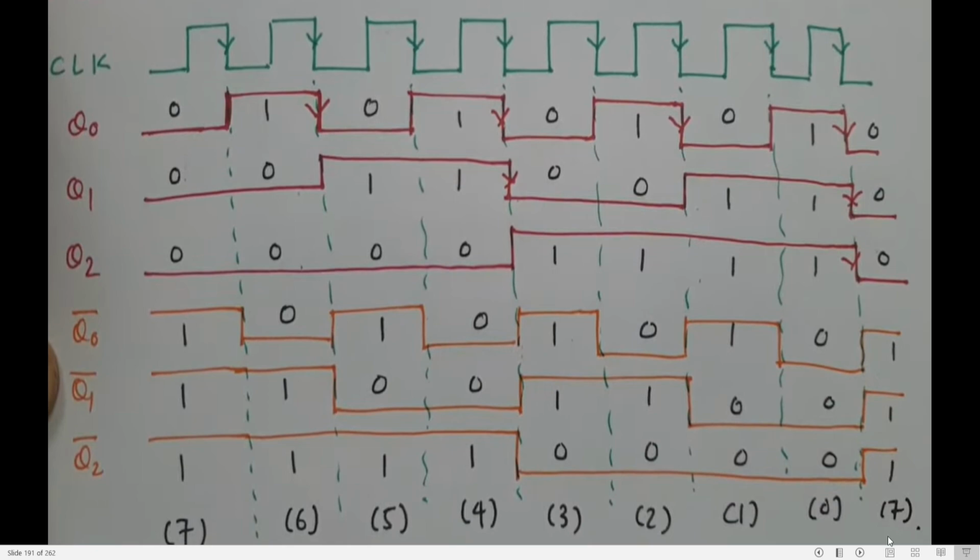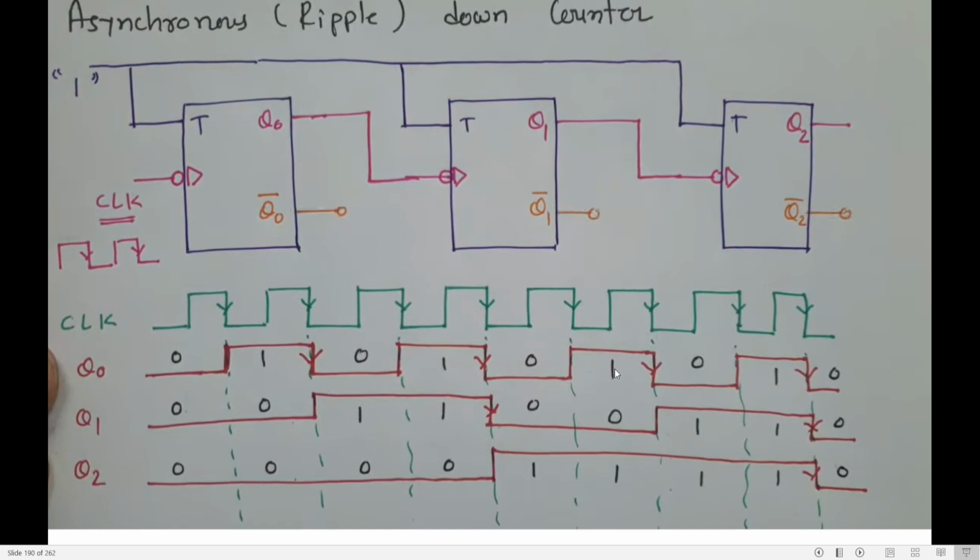111 is 7. What is the job of a down counter? It down counts from 7, 6, 5, 4, 3, 2, 1, 0. After reaching 0, it again starts with 7. Since it is 3 bit, 2 to the power of 3 is 8, so it has totally 8 states, 7 to 0. Since it is a down counter, it down counts from 7, 6, 5, 4, 3, 2, 1, 0. After it reaches 0, it starts again with 7. So this is the design of an asynchronous 3-bit down counter, or ripple 3-bit down counter.